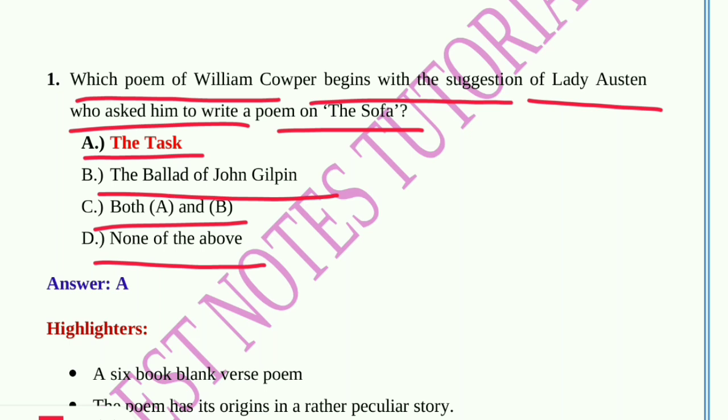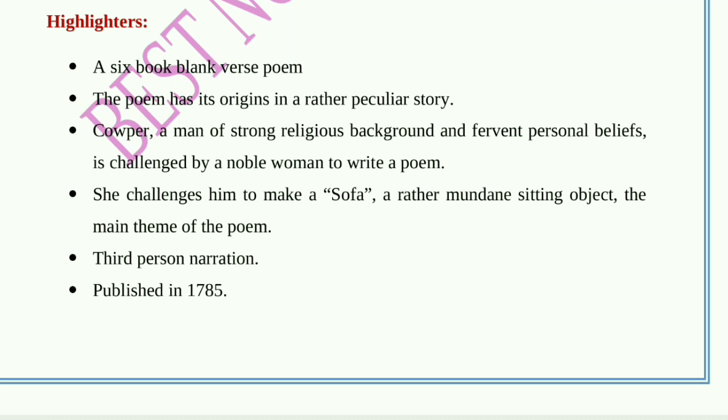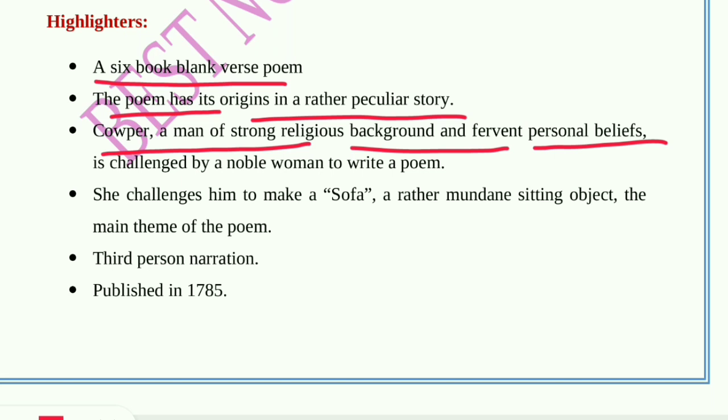Let's see the highlighters. A 6-book blank verse poem. The poem has its origin in a rather peculiar story. Cowper, a man of a strong religious background and fervent personal belief, is challenged by a noble woman to write a poem. She challenges him to make a sofa, a rather mundane sitting object, the main theme of the poem.